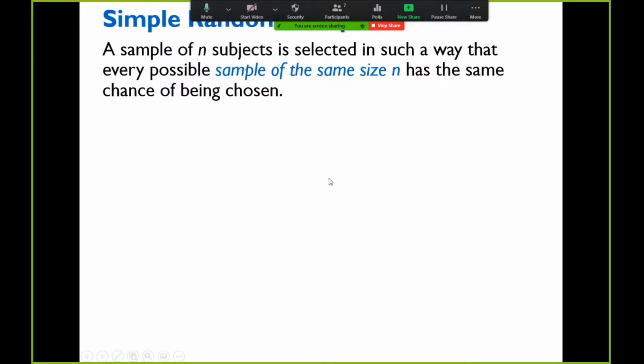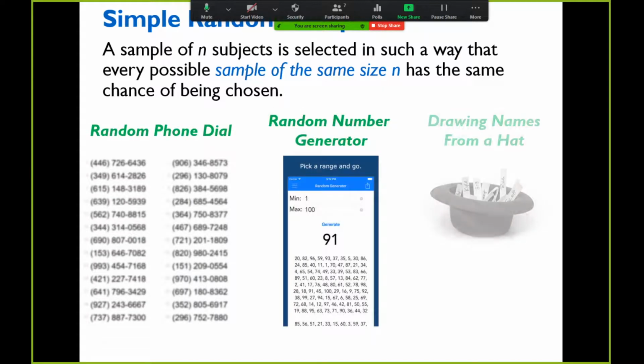A simple random sample, this is the definition: a sample of n subjects is selected in such a way that every possible sample of the same size n has the same chance of being chosen. Now, this definition is complicated, but the easy way to think about it is anything that is equivalent to a random phone number dial, a random number generator, or drawing names randomly from a hat. That's what a simple random sample is.